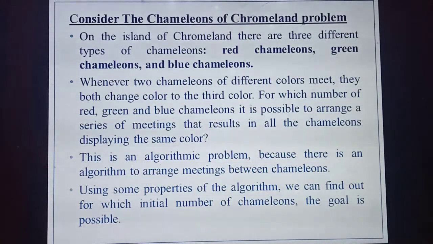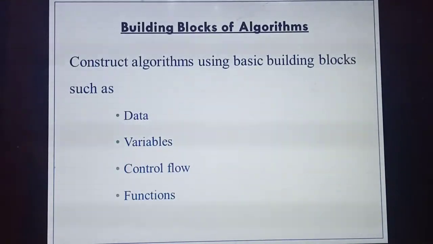So what do you mean by algorithm? An algorithmic problem is just like a theoretical problem, but you need to think. This way only you need to write the solution. Understood, students? Okay, so the next topic is building blocks of algorithm. This is a very, very important question. Building blocks of algorithm.